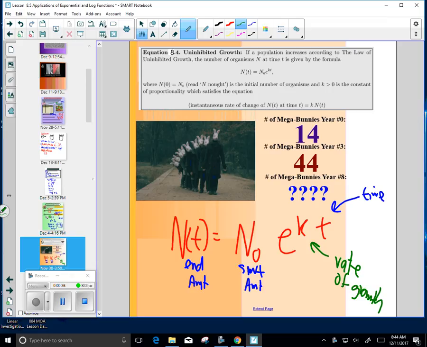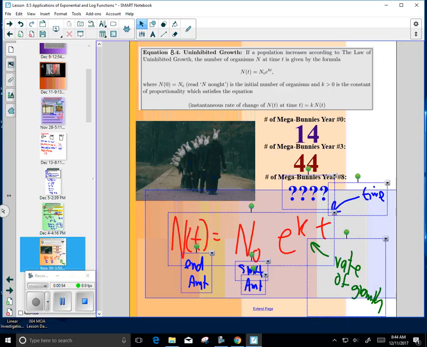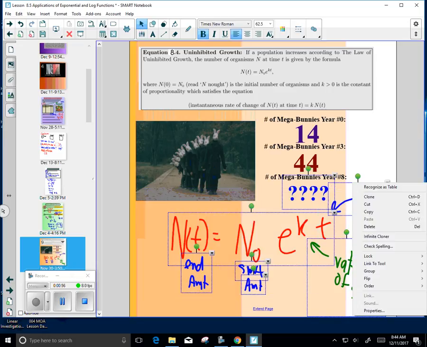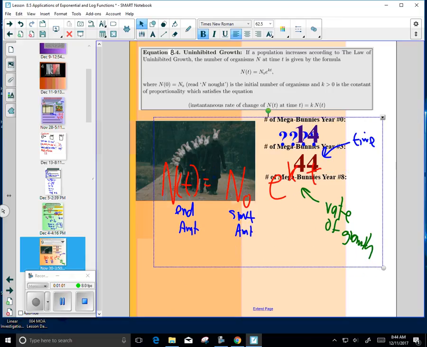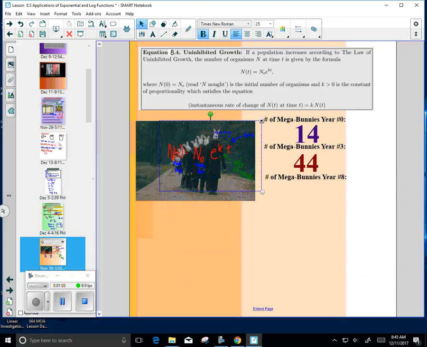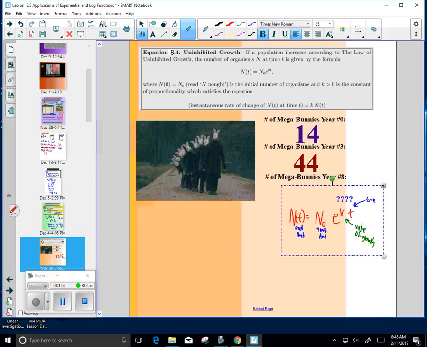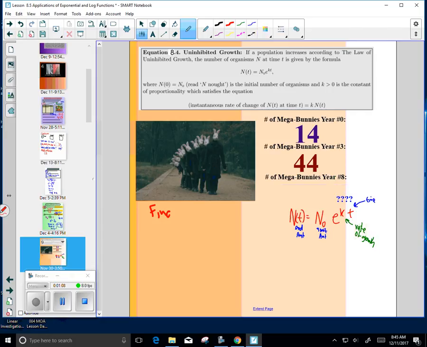So we're going to start off with 14 of these mega bunnies, and we start at year 0, at the end of year 3 we have 44 mega bunnies. How many mega bunnies will there be in year 8? This is a classic exponential growth problem. They're pretty much all the same: you start with an amount, you end with an amount, and you need to find k first. So we're going to start with finding k.